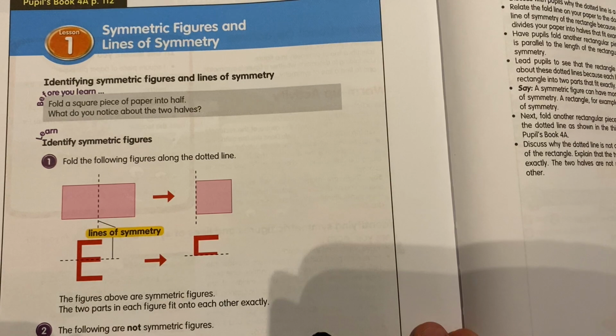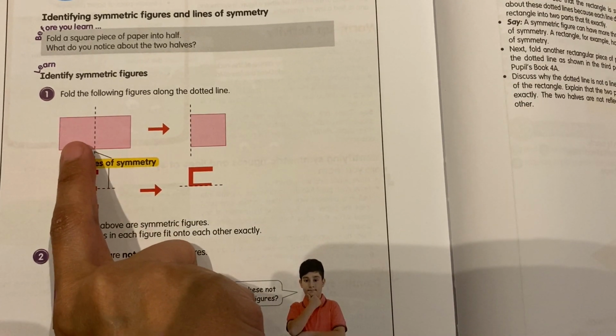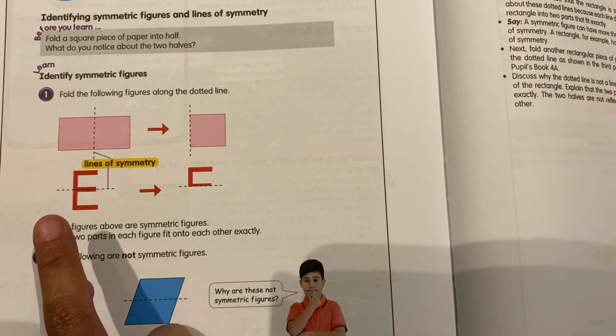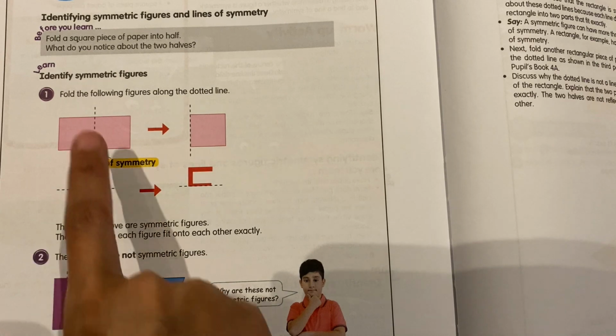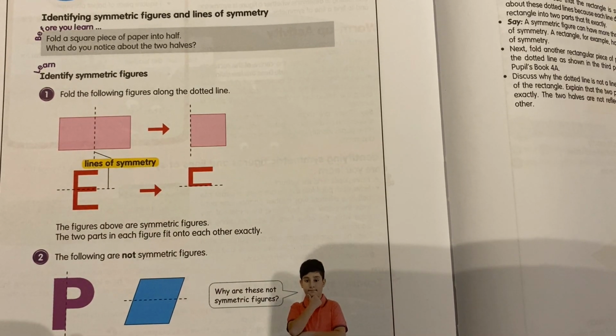When we talk about a symmetric figure, we are talking about a figure that when you cut it into exactly half, it gives the same image. That means whatever appears on the left will appear on the right. It's exactly like looking into a mirror.